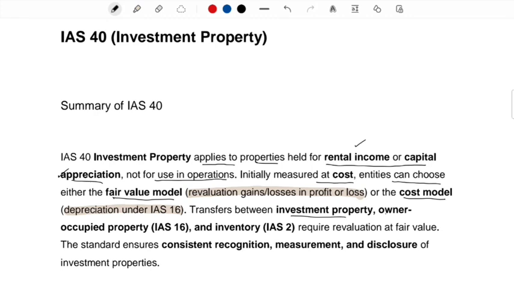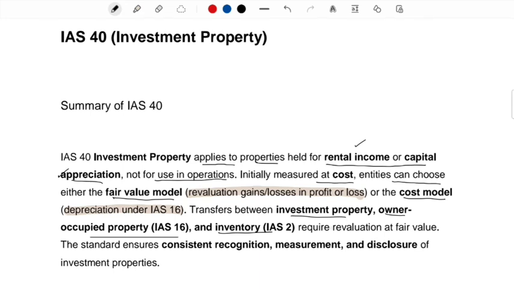It is very important to understand that entities can have transfers of the property. For example, from investment property we can go to owner-occupied, which is IAS 16, and we can also have a transfer to IAS 2. This means you can have a property which was held for either rental income or capital appreciation, but now you decide that you want to use it in the operations. Once you change the mode of the use of such property, you will have to change the accounting treatment according to the relevant standard.